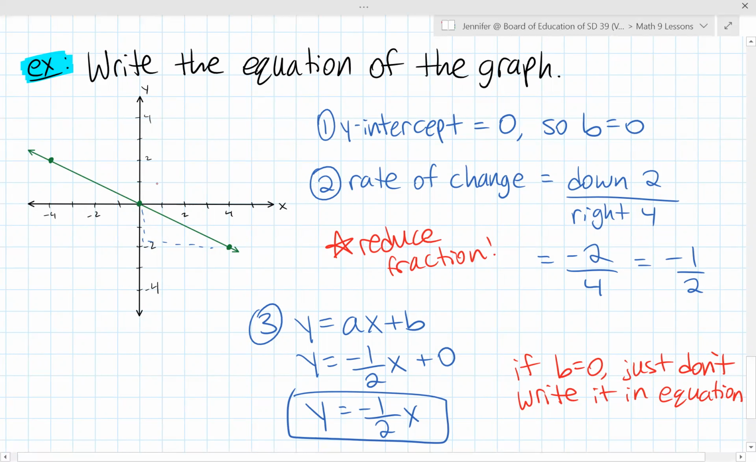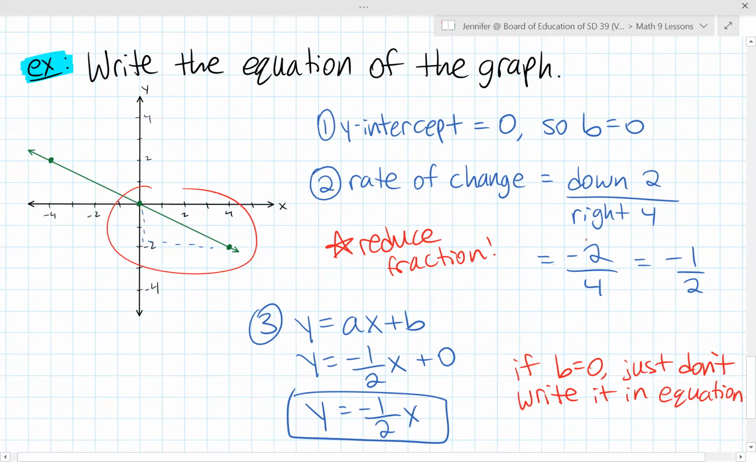Next, we find the rate of change. We pick any 2 points to compare. So I picked those 2 points. Doesn't matter which ones. Going from this point down to the other point, I traveled down 2 squares. I went down 2, and then I went to the right 4 squares. So that is going to translate to a rate of change of -2/4.